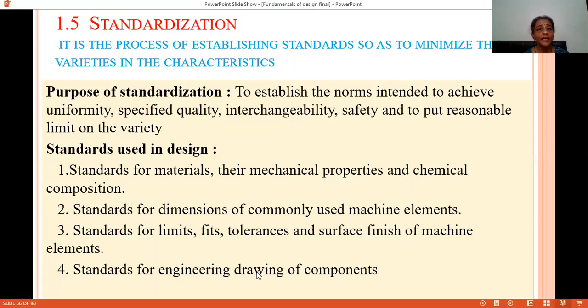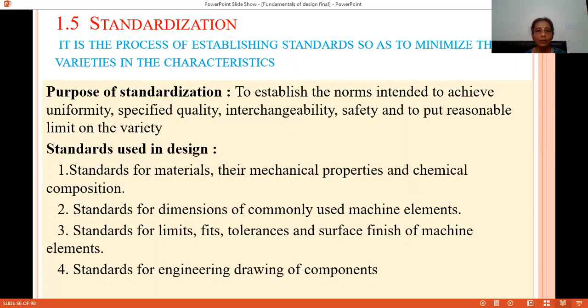In drawing, if we take an example of a production drawing, what is a standard in the production drawing? On a component drawing, we have to show machining symbols and surface finishing symbols. We have to even show whether material removal is required or not required. So these are all known as the engineering drawing component standards.